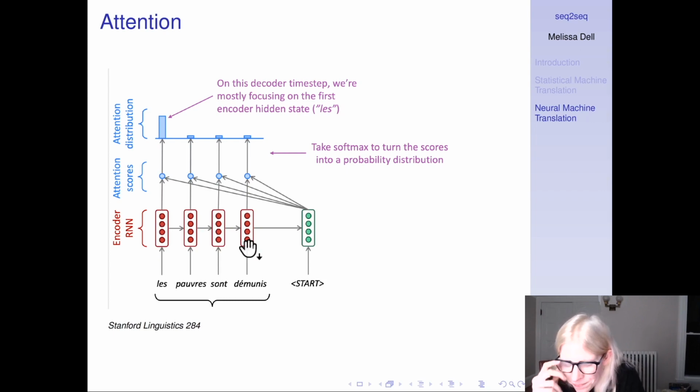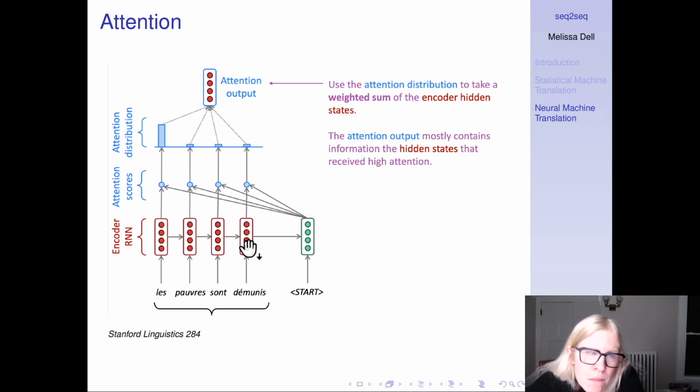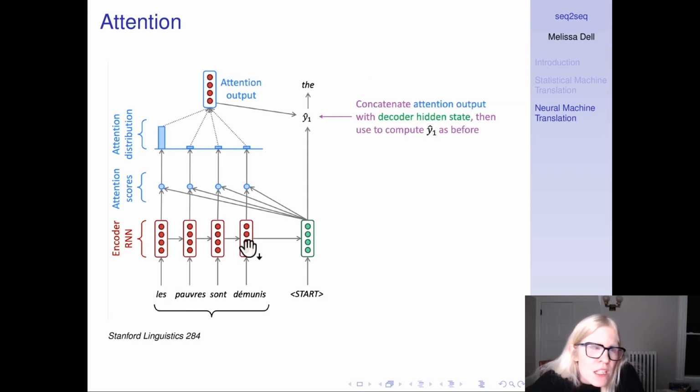Because oftentimes the first word in the translation is going to come from the beginning of the sentence. All right. And that gives us an attention output, which could essentially be a weighted sum of the encoder hidden states. And so this attention output is going to mostly contain information from the hidden states that receive high attention, which in this case is the first hidden state. And then we can just concatenate that attention output, which is going to be a fixed size, with the decoder hidden state, and use that to compute the first word of the output sentence as before.